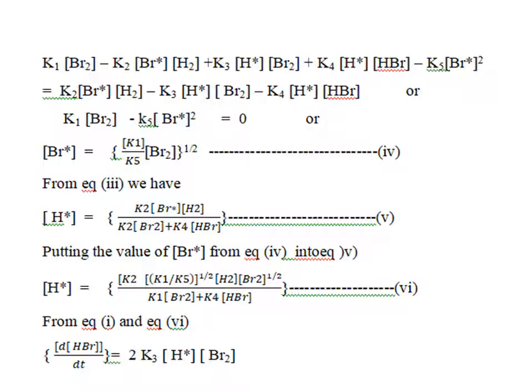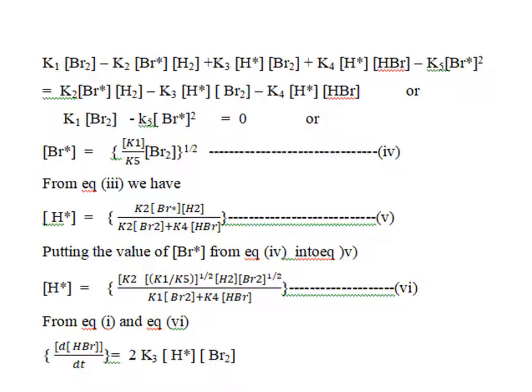Equation number 5. Putting the value of Br star from equation 4 into equation 5, H star will be equal to K2 into K1 over K5 under root into concentration of H2 into Br2 power 1 by 2 over K1 plus Br2 plus K4 HBr. This is equation number 6.